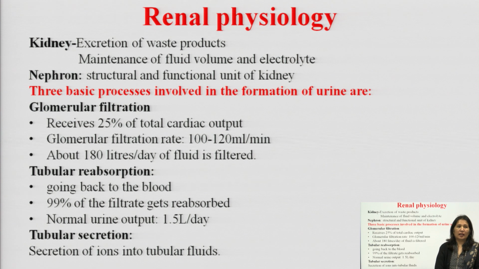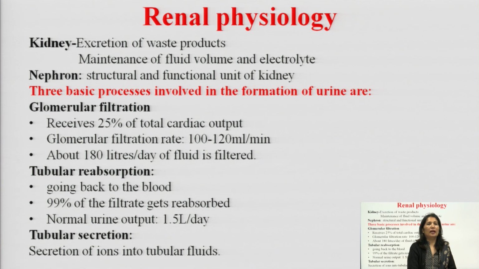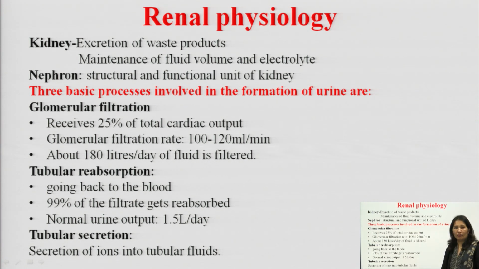The kidneys are important organs for the formation of urine. They are responsible for excretion of waste products, and also for maintenance of fluid volume and electrolytes. You all know that the nephron is the structural and functional unit of the kidney. There are three basic processes involved in the formation of urine: glomerular filtration, tubular reabsorption and tubular secretion.